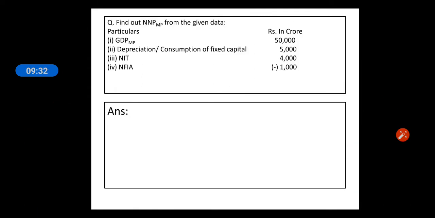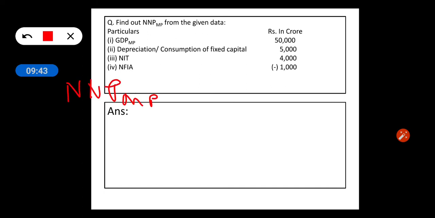Let us solve this question too. What we are going to find here is NNP at MP from the given GDP at MP, right? So now let's start conversion. Let's first check MP and FC. We have MP on the right hand side and also MP on the left hand side, so both have the same factor, no conversion is needed.